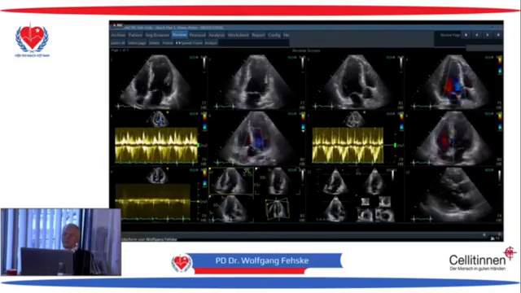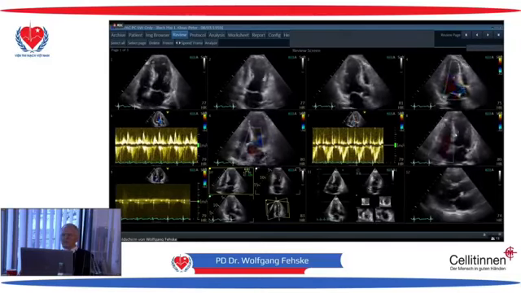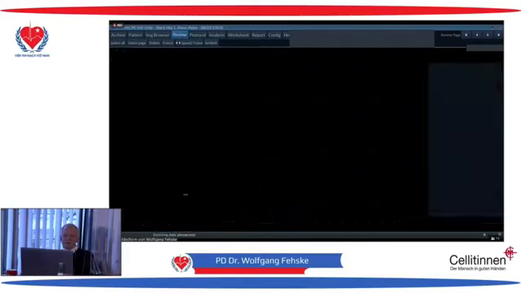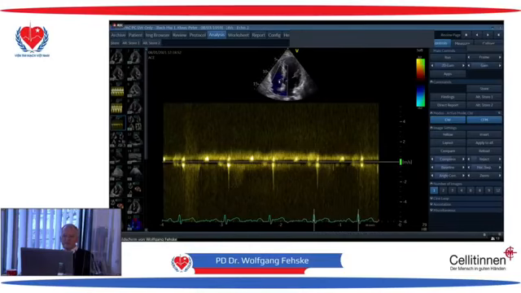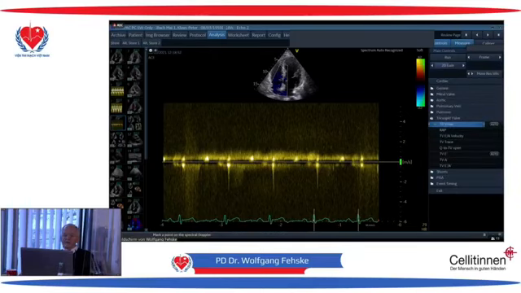Okay, so we expect a very low pulmonary pressure, and I need the most of my examination time for finding the tricuspid regurgitation. I'm happy that I could find here a little weak signal. Okay, so we will measure that, and this is a very weak, a low pulmonary pressure. This is 23 millimeters mercury.